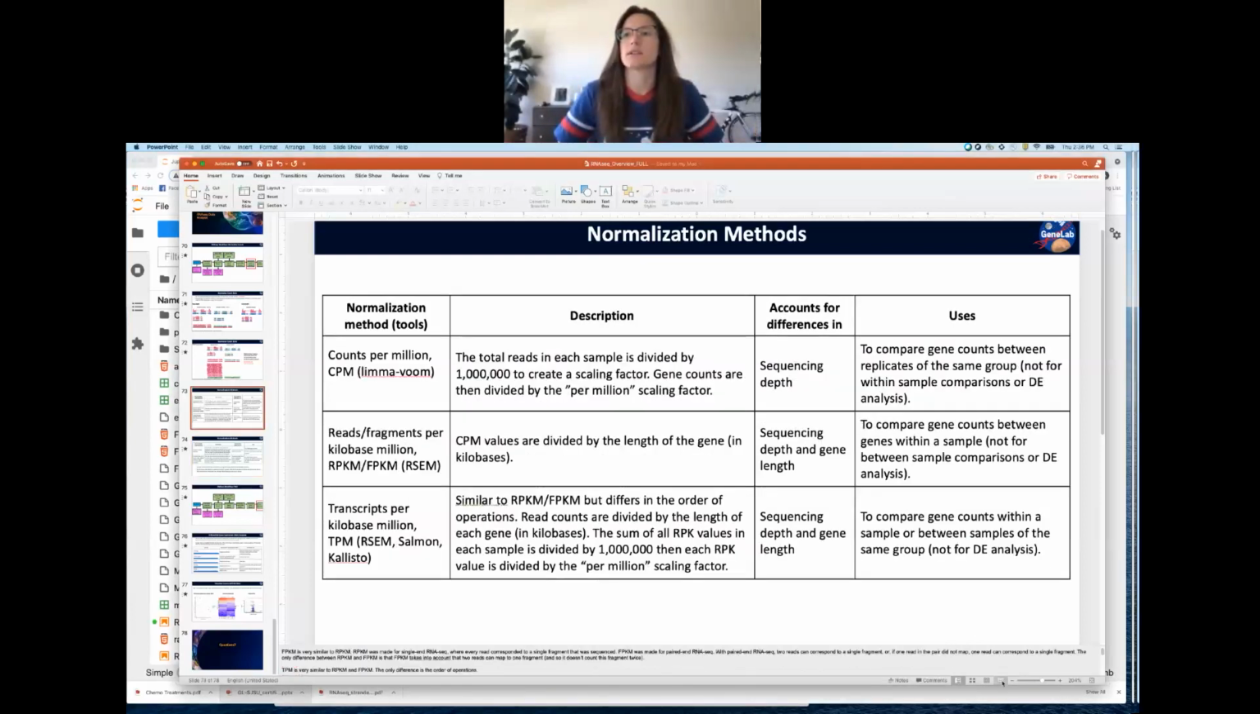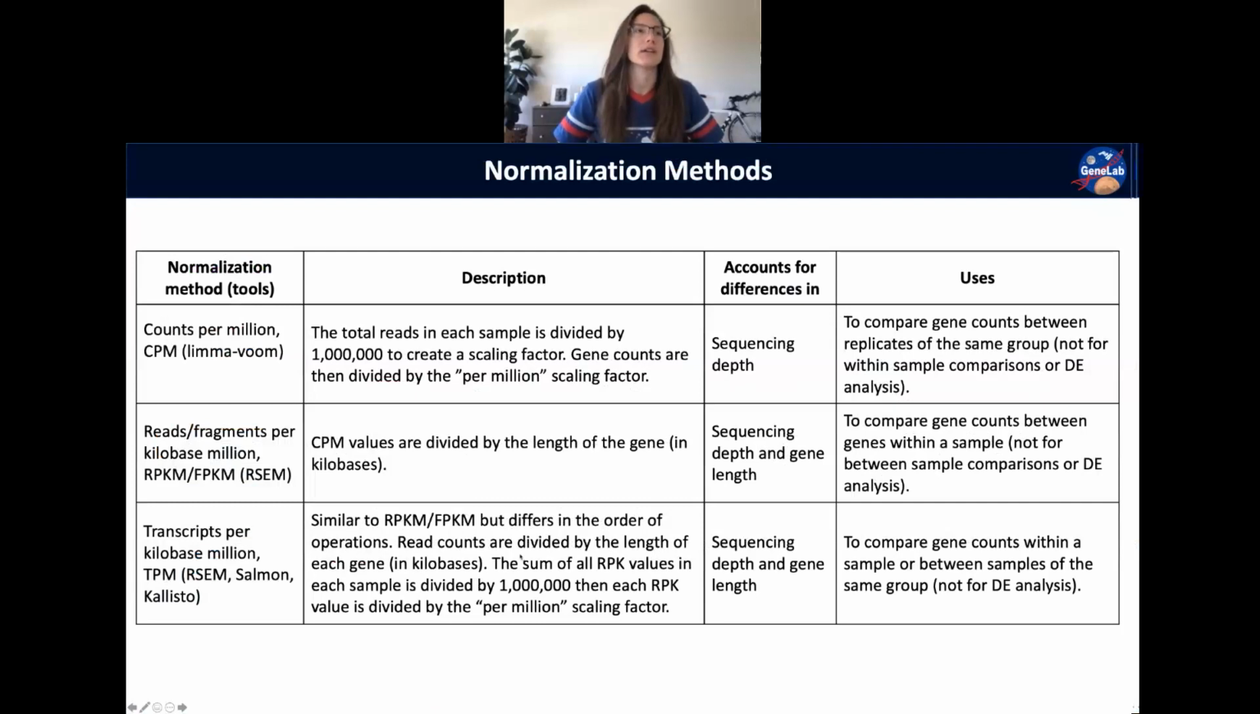So we had just finished up talking about these first three types of normalization methods. This is just different types of calculations. You guys can play around with these calculations based on the total number of reads that we have in our gene counts. And if you have any questions about how these are calculated, you can go ahead and let me know. But I'm not going to spend too much time on these types of normalizations just because it's not the ones that we use at GeneLab.